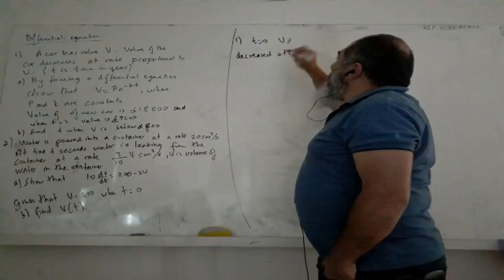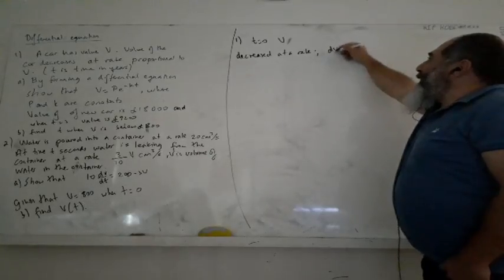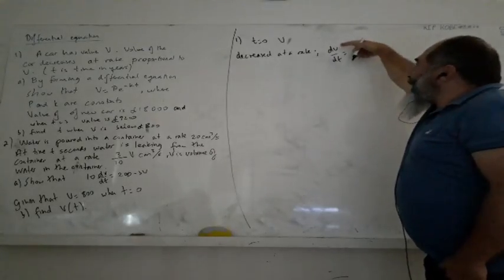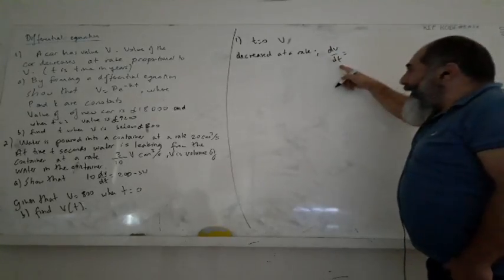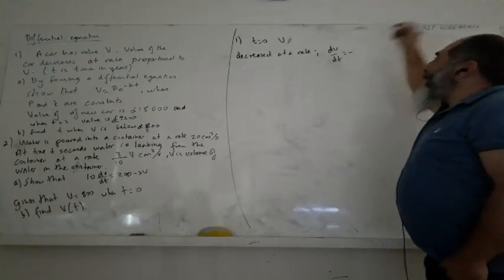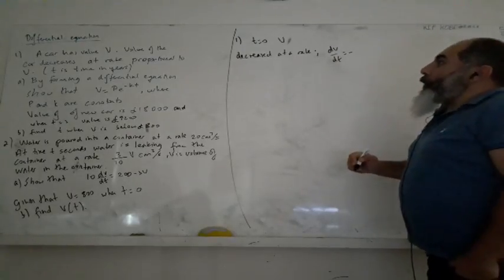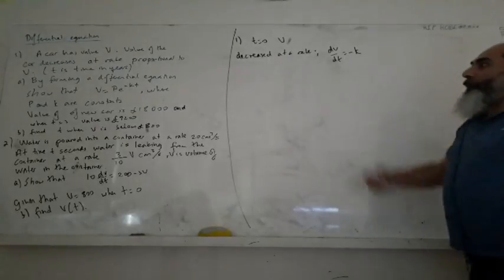When t is equal to 0, its value is V, and the value of the car decreases at a rate, which in mathematics is dV over dt. Decreases at a rate means take the derivative with respect to t, and if it says decreases, this is going to be negative. Proportional to means it is k times V, where k is the proportionality constant.